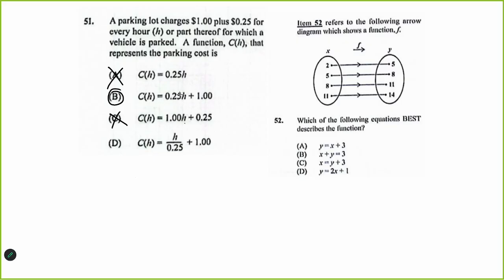You take that 0.25 multiplied by the number of hours you stayed in the parking lot, and then you add 1 to it, which is your fixed charge. So the answer is B.